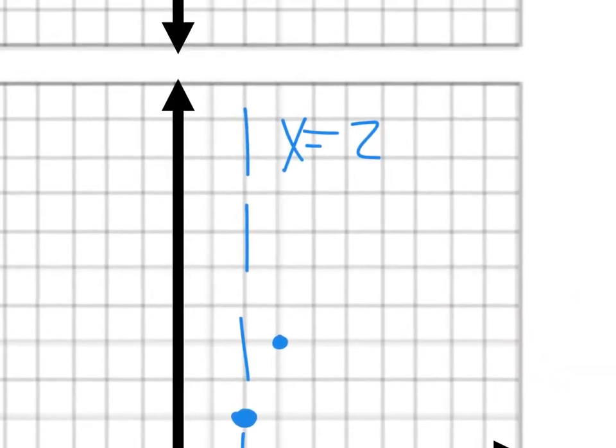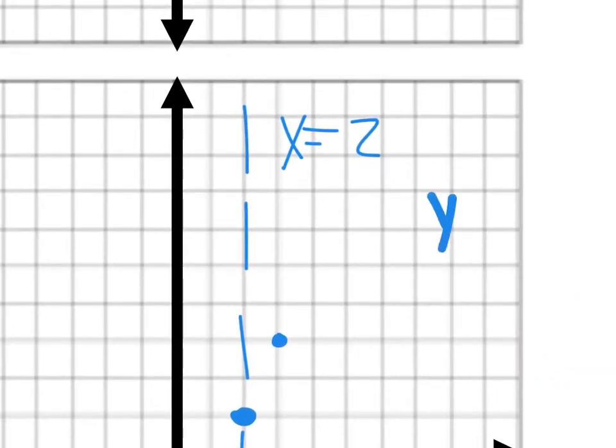Let's find another one. From the vertex, normally when we go right 2, 2 squared is 4: 1, 2, 3, 4. So we normally end up here, right 2, up 4, because 2 squared is 4. But because our equation says y equals 2x squared, instead of going right 2 and up 4, we're going to double that. So right 2 is going to go up 8: 1, 2, 3, 4, 5, 6, 7, 8, right up there.